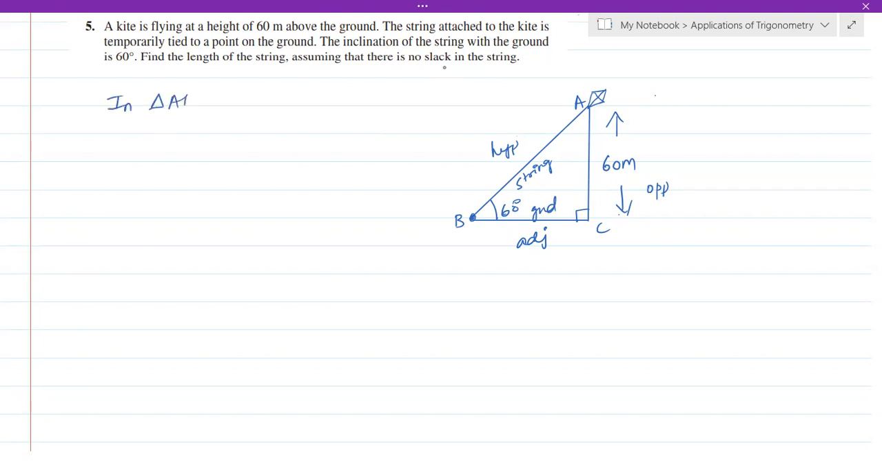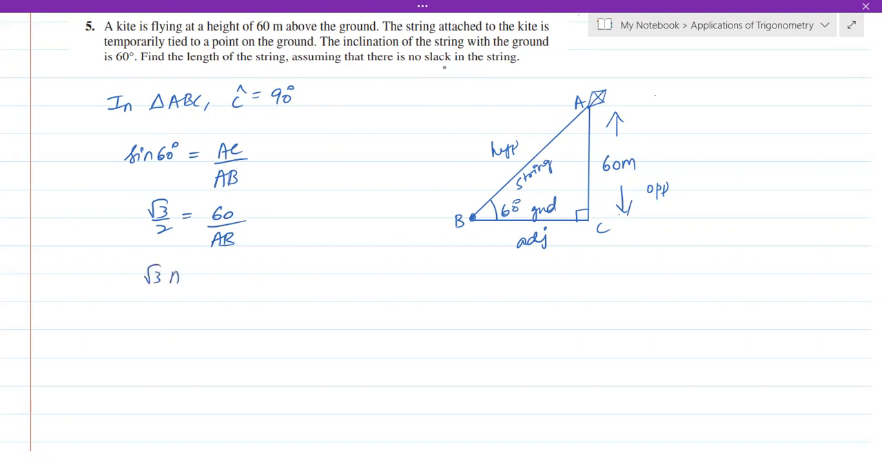So in triangle ABC, angle C is 90 degrees. We are going to make use of sine theta. Sine 60 degree is opposite by hypotenuse. Opposite is AC, hypotenuse is AB. Sine 60, as we know, is root 3 by 2. AC value is 60 meter. And AB value should be found. So let's cross multiply.